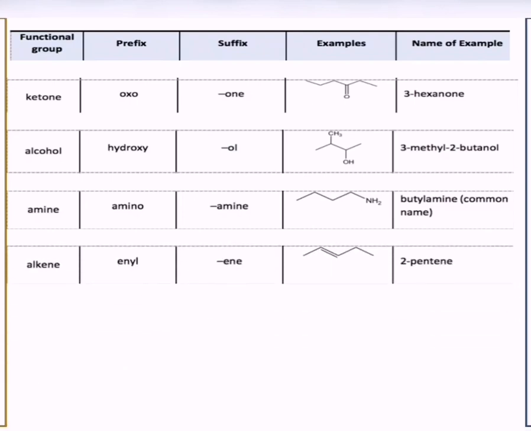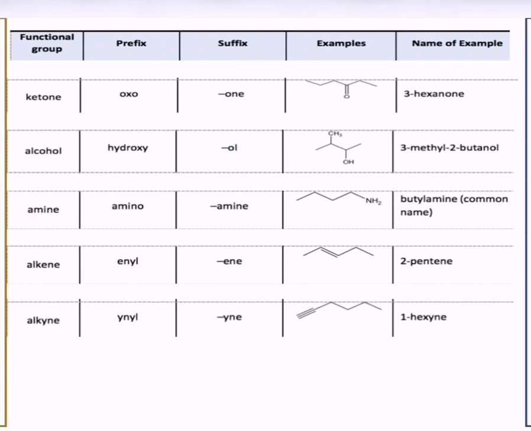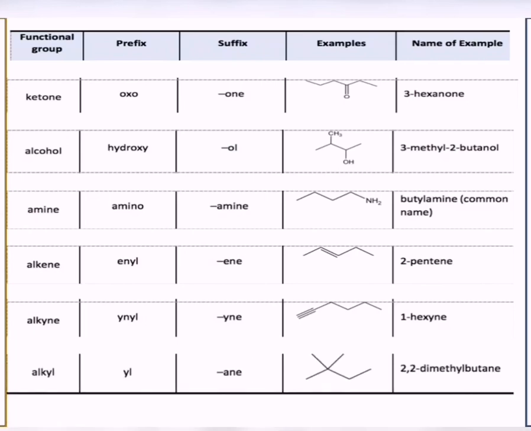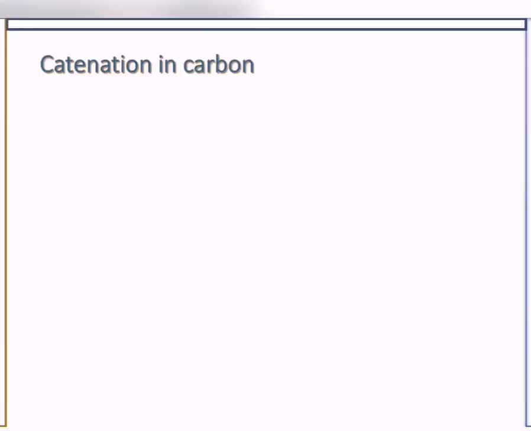That is a common name. The next one is alkene. The suffix is -ene, and the example is 2-pentene. The next one is alkyne. The suffix is -yne, and the example is 1-hexyne. The next one is alkane. The suffix is -ane, and the example is 2,2-dimethylbutane.